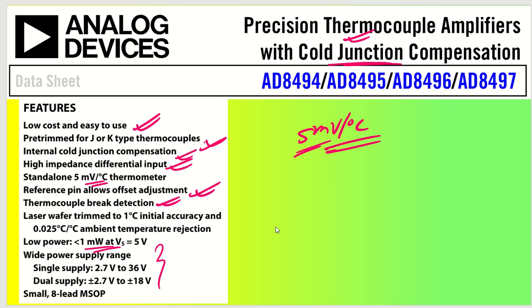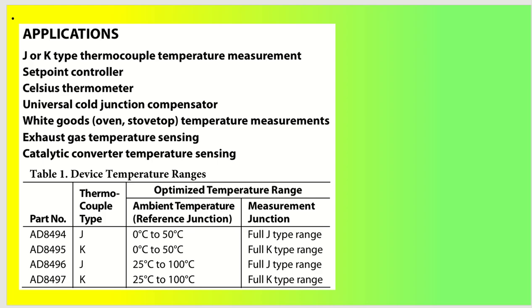Now coming back to the applications of the IC. We have several applications, like J-type and K-type thermocouple temperature measurement. Then we have a set point controller, where you can set a particular point. There are various Celsius thermometers these days, so you can use this IC for that purpose. We have a universal cold junction compensator.